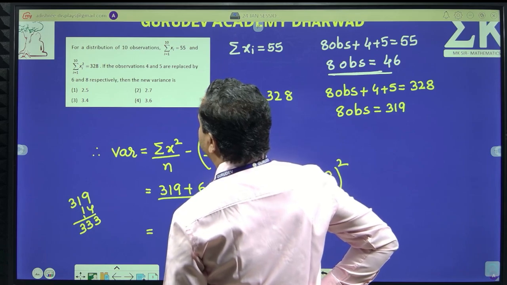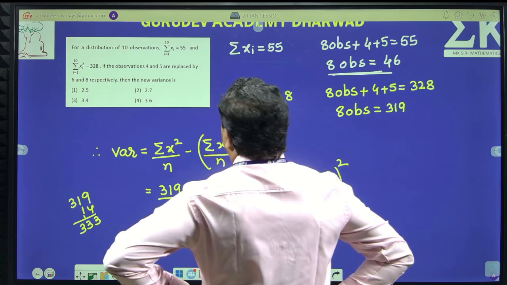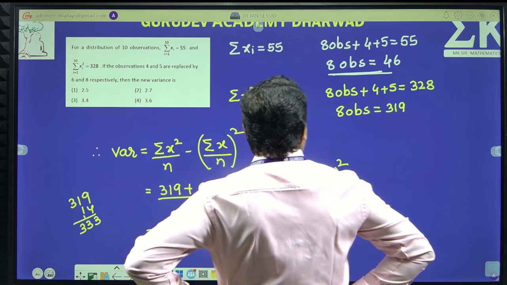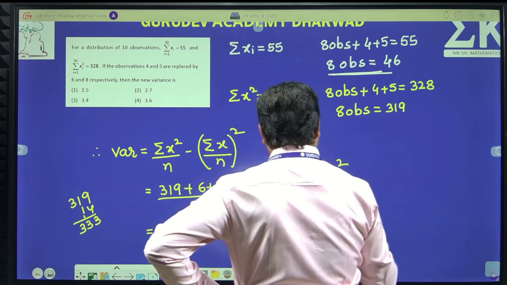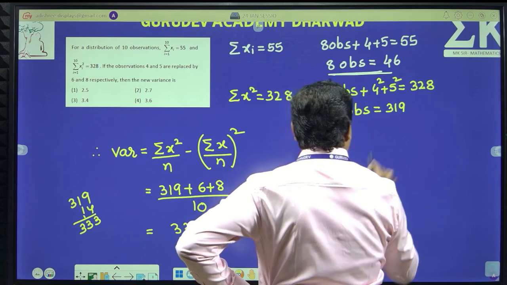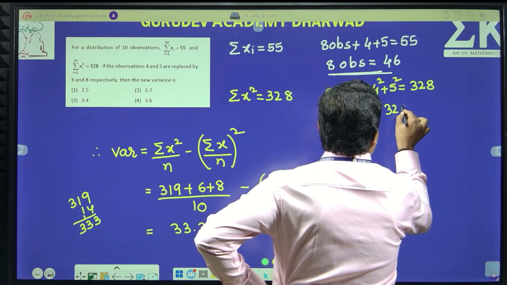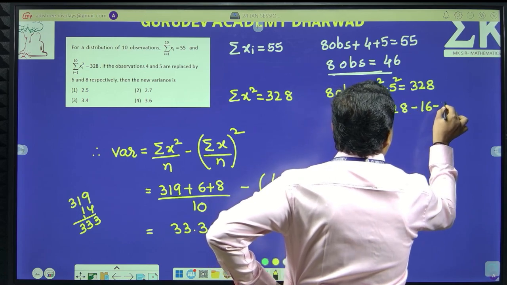4 plus 5, when they are 4 plus 5, summation of x square is 328. 8 observations plus 4 square. Yes, sorry, how did I make a mistake? 4 square plus 5 square. So it should be equal to 328 minus 16 minus 25.